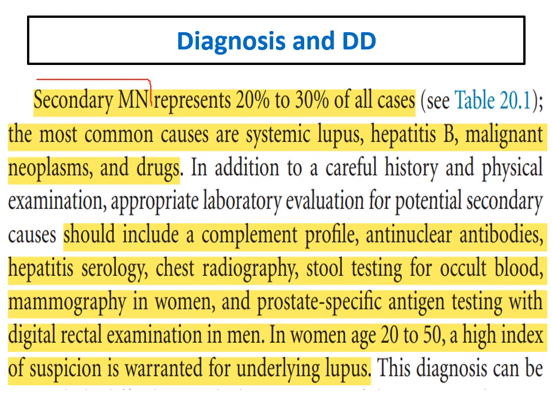Secondary membranous: what about secondary membranous? It represents about 20 to 30% of all cases of membranous. We described the etiology of membranous in part 1, but the most common causes are lupus, class 5 lupus, hepatitis B, malignancy, and drugs, especially captopril, penicillamine, and gold. Very important: the most common causes of membranous are systemic lupus, hepatitis B, malignancy, and drugs.